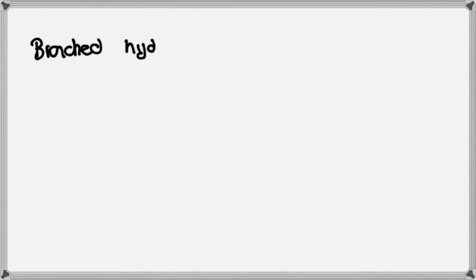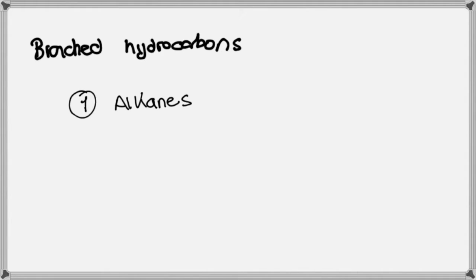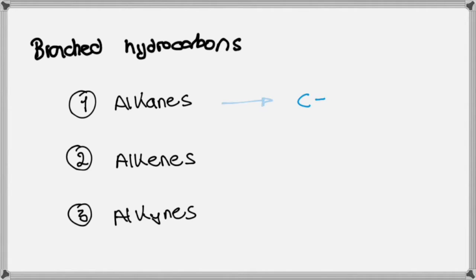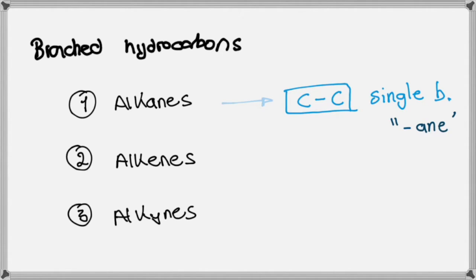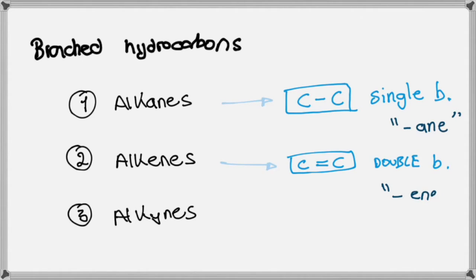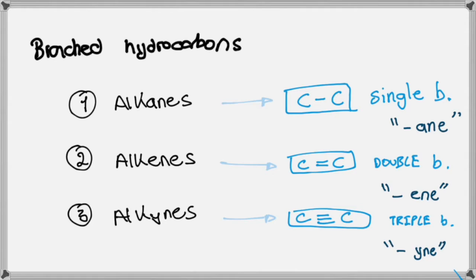First of all, we're gonna remember that the branch hydrocarbons we're gonna talk about today are gonna be alkanes, alkenes, and alkynes. And as we already talked about in the last video, the main difference between those is that alkanes have single bonds and their suffix is going to be "-ane". In the case of alkenes, they have double bonds and their suffix is "-ene". And in the case of alkynes, they have triple bonds in their main carbon chain and they're gonna have the suffix "-yne".